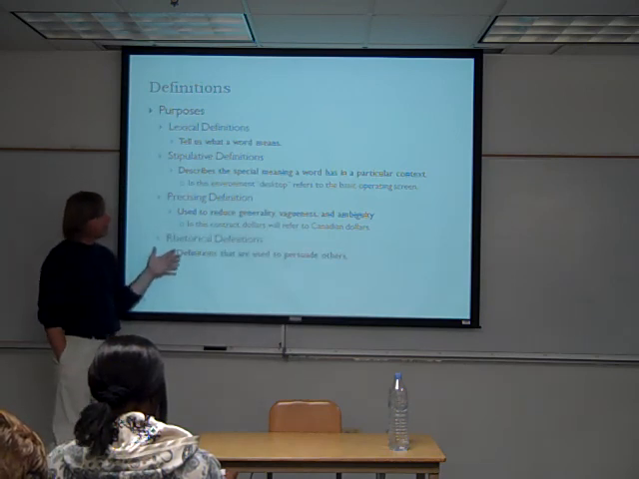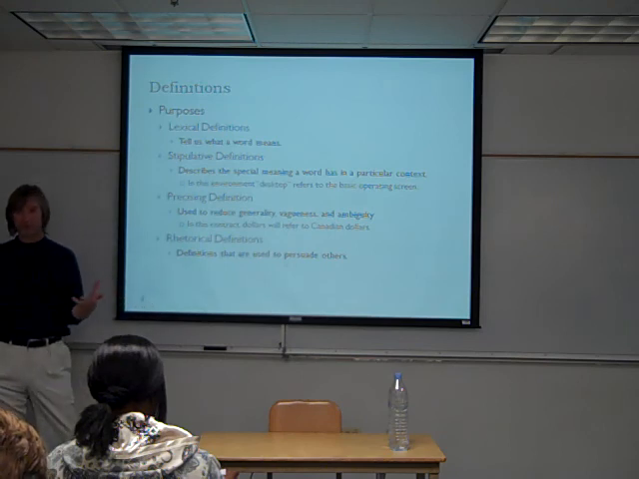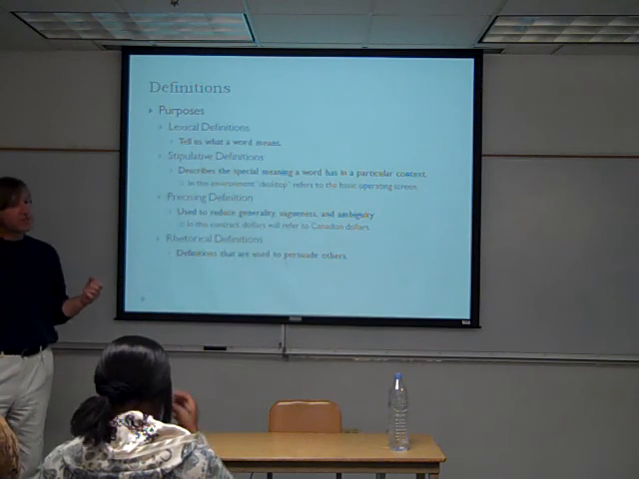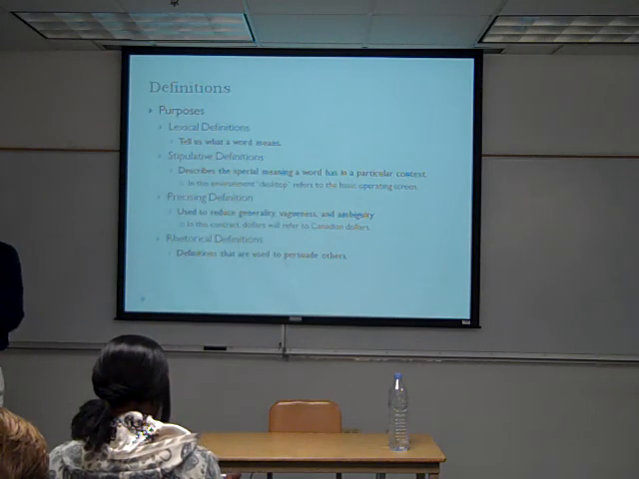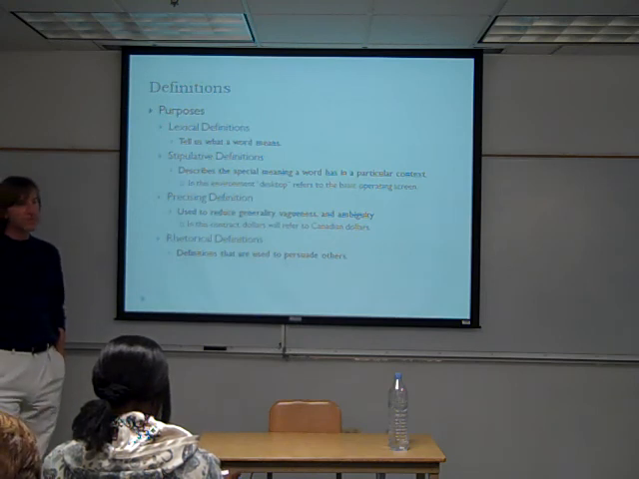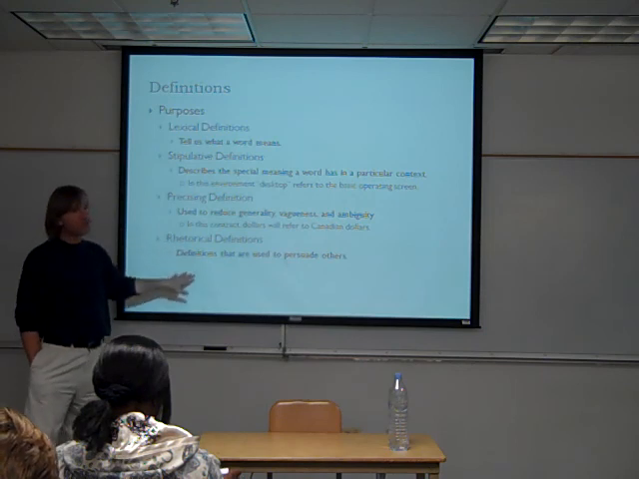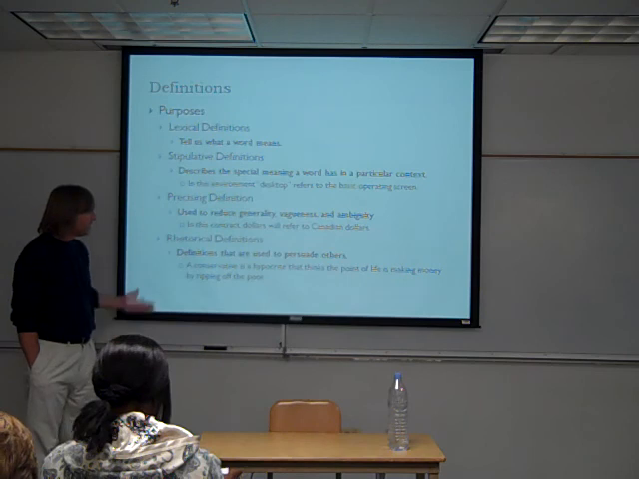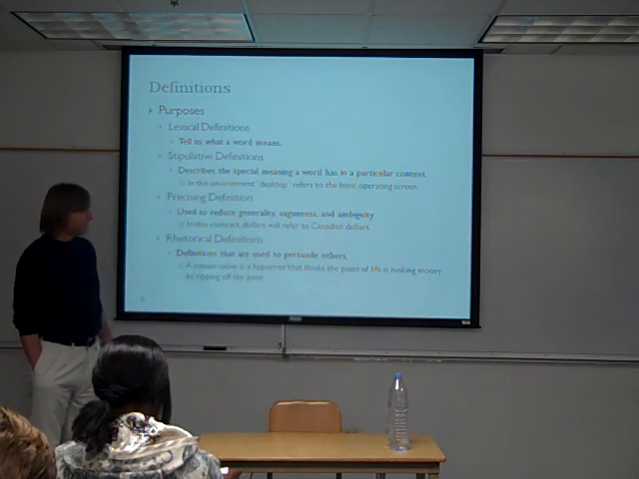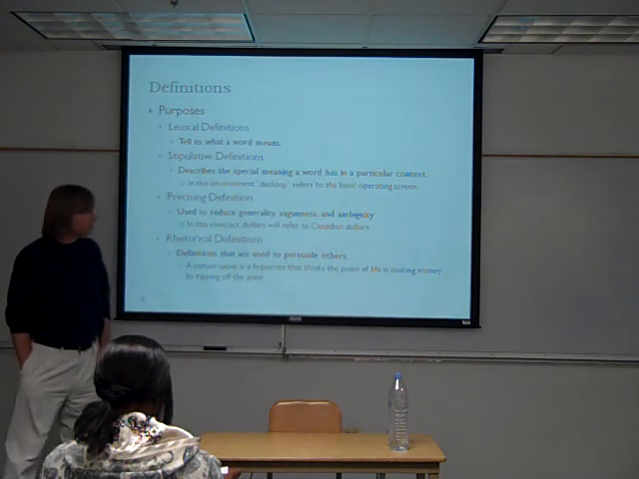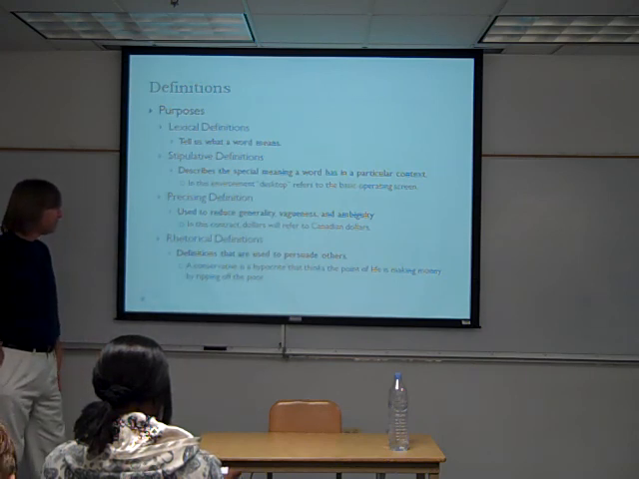Rhetorical definitions, according to the authors, are going to get you into trouble. Rhetorical definitions are definitions that are really used to persuade others. And this will be an error in reasoning that we discuss later on down the road. The authors will say that rhetorical definitions should be avoided. For example, this example is from the book: a conservative is a hypocrite that thinks that the point of life is making money by ripping off the poor.